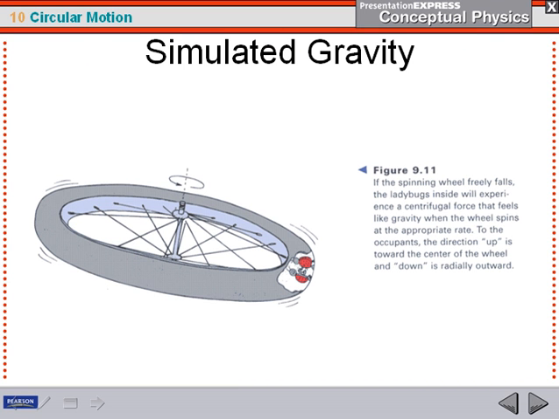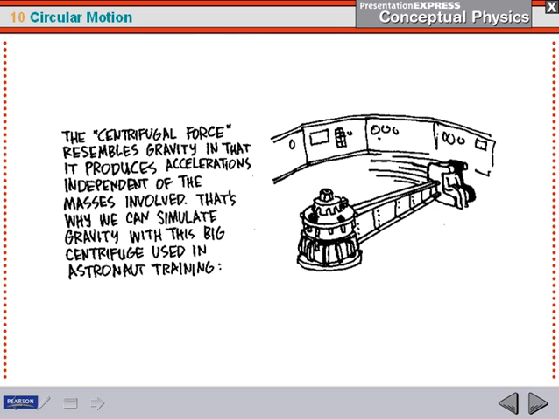So let's talk about simulated gravity. You could put ladybugs inside a bicycle wheel and then rotate that bicycle wheel, and it would feel as if the ladybugs are being pressed against the outside of the wheel away from the center of rotation. So their up, quote unquote up, is really toward the center of the wheel, and their down is actually outward away from the center of the wheel. This can be done with devices in a lab. They make a quote-unquote centrifugal force by simulating gravity using these giant centrifuges, and this is done with astronauts.